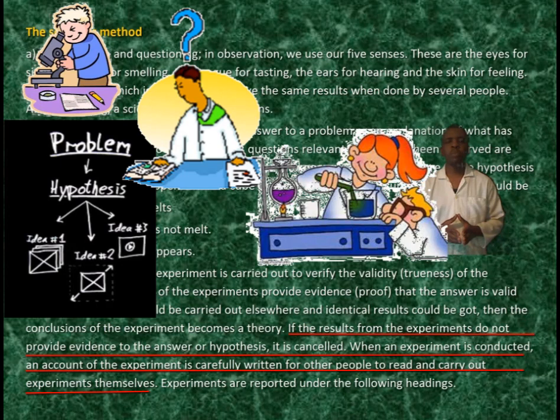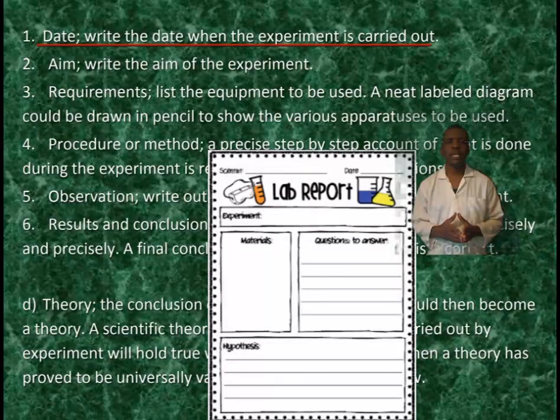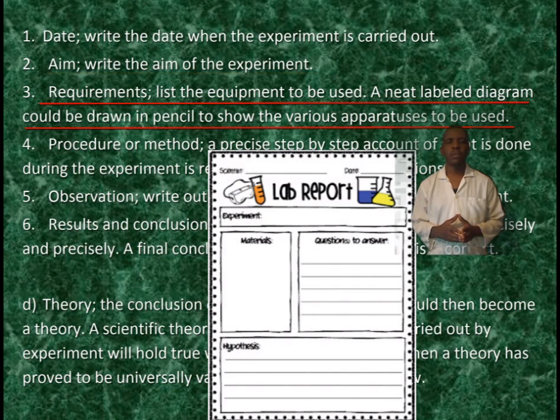When an experiment is conducted, an account of the experiment is carefully written for other people to read and carry out experiments themselves. Experiments are reported under the following headings. Date. Write the date when the experiment is carried out. Aim. Write the aim of the experiment. Requirements. List the equipment to be used.